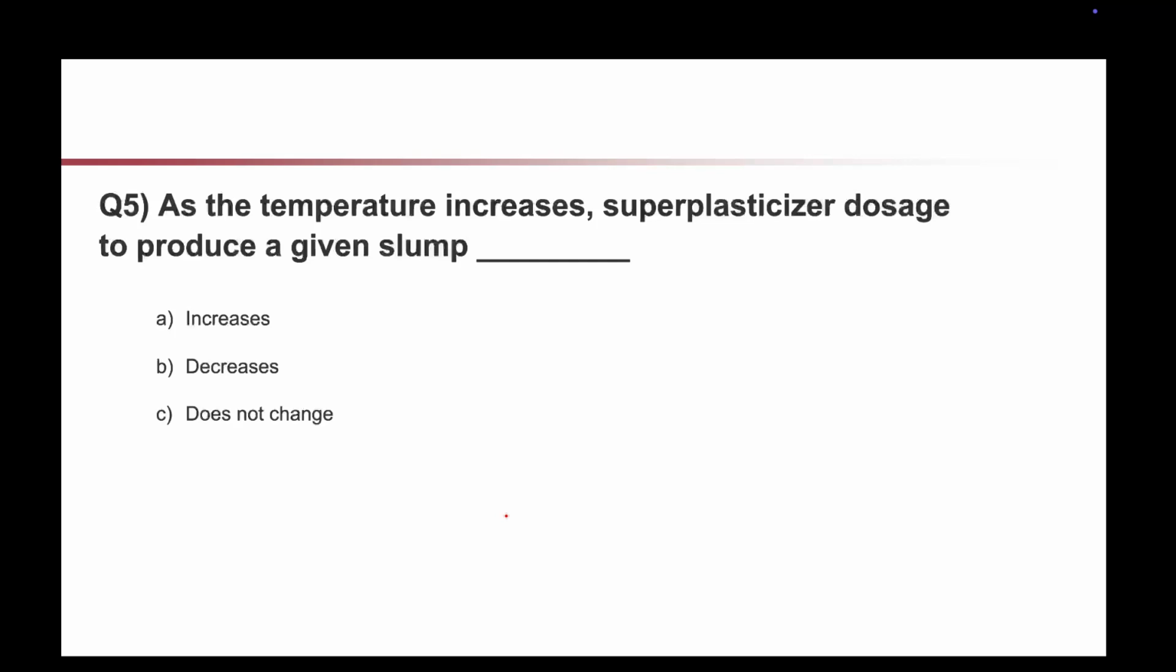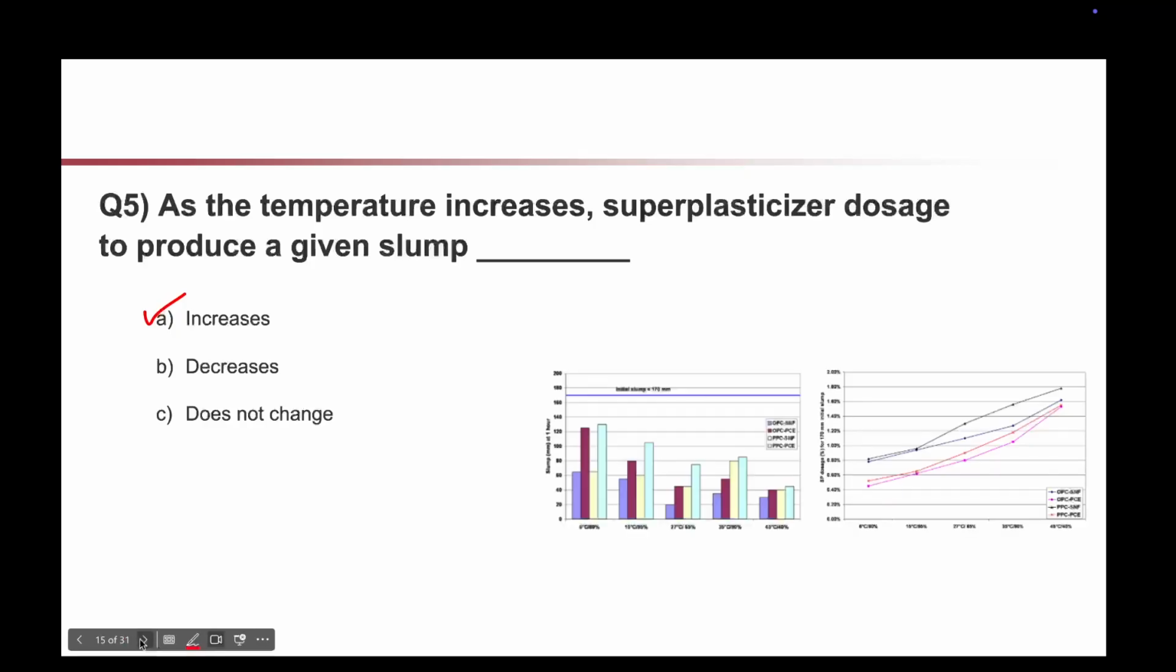So next question is, as the temperature increases, the superplasticizer dosage to produce a given slump: increases, decreases, or does not change? Increase. Correct. From this graph you can see, if we have fixed our slump value, in this case to 170 mm, and we increase our temperature, our dosage will also increase.